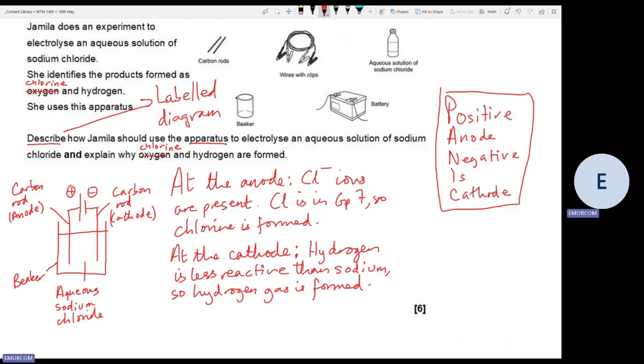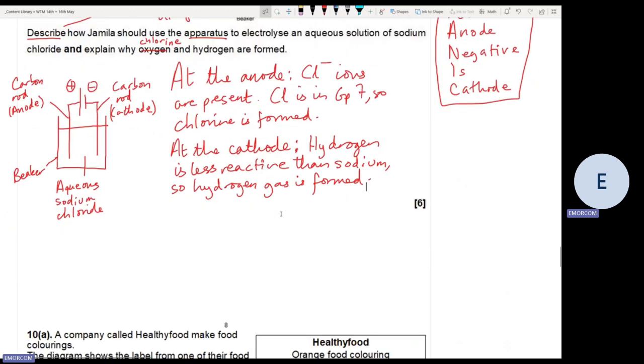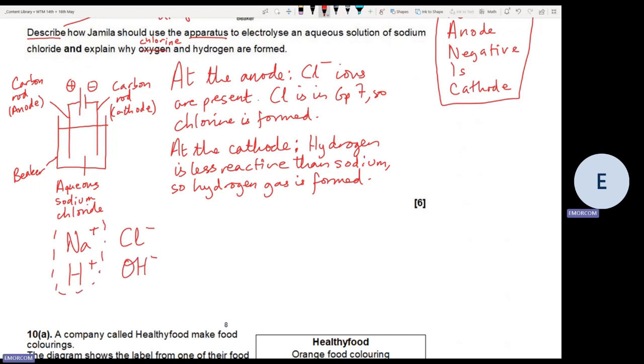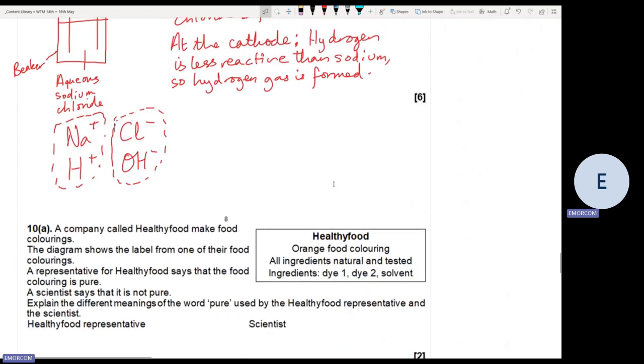Okay. If you're unsure where I got the sodium and the chloride from, we are using aqueous sodium chloride. Sodium is Na, forms Na plus ions because it's in group 1, so it loses 1 electron. Cl is in group 7, so it gains 1 electron. So my ions that I've got present from the sodium chloride are Na plus and Cl minus, and then the ions that I've got from the water are H plus and OH minus, and we've just got to think, out of these two, which one is going to be deposited, and out of those two, which one is going to be deposited at each of the electrodes.